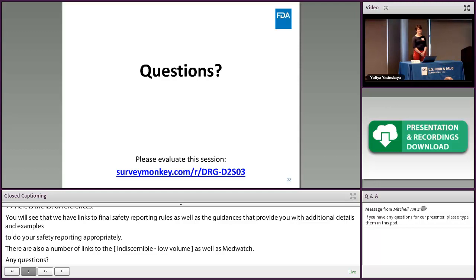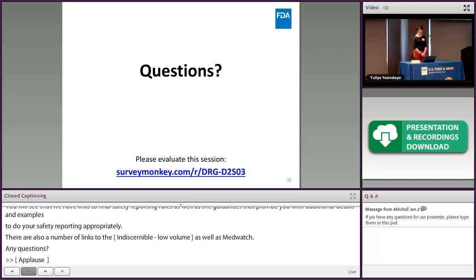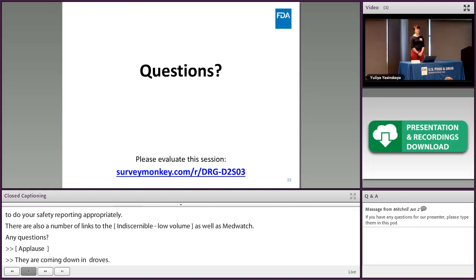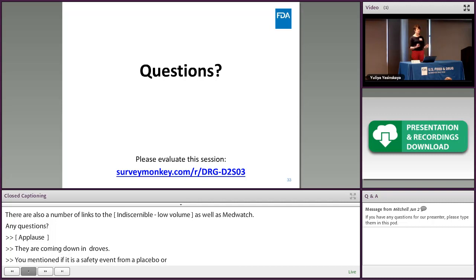I have one question. So you mentioned if it's a safety event from a placebo, sponsor is not required to report that? No, you do not report, obviously, serious adverse events happening on placebo. So what if it's a comparator which is already approved, but you see a SUSAR? The same thing. You are responsible for reporting only adverse events associated with your drug. Thank you.